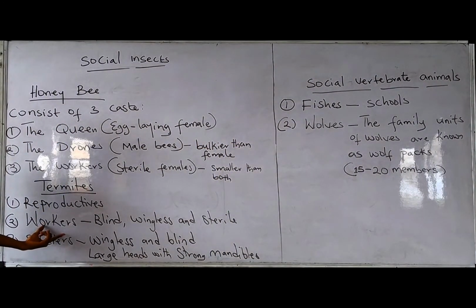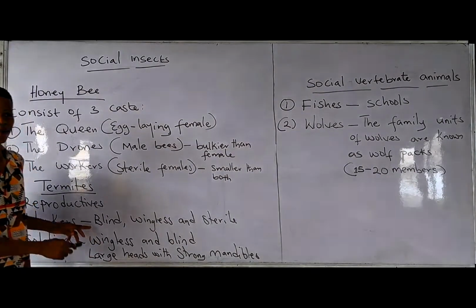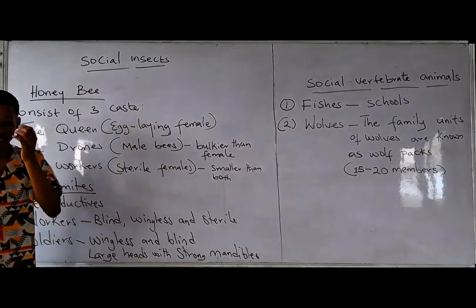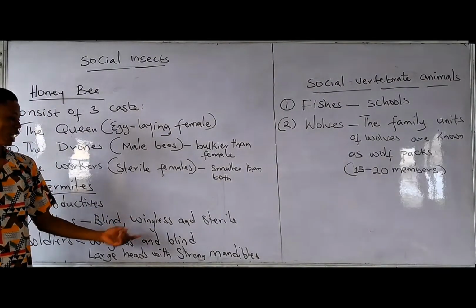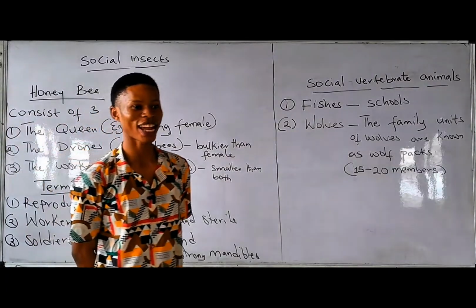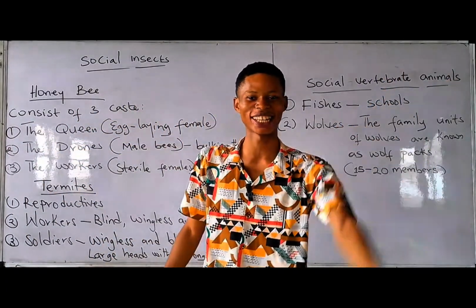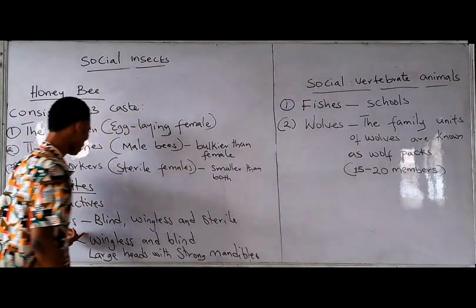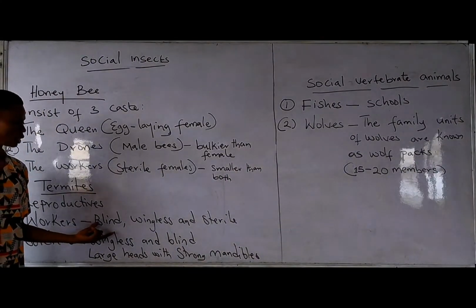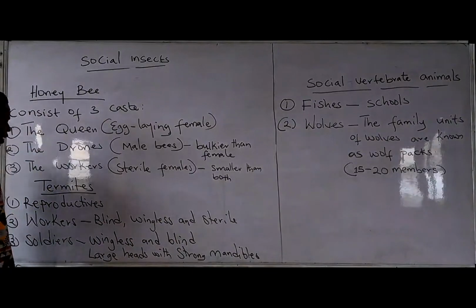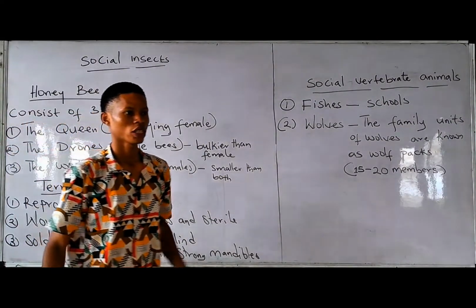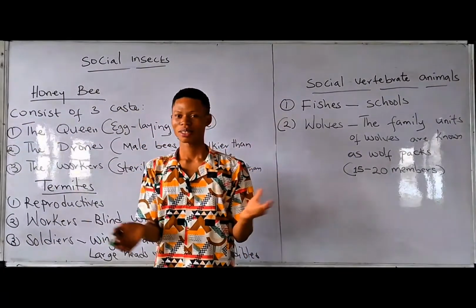The next is the workers. The workers here, we said they are blind. They are not seeing. They are wingless. They cannot fly. And they are sterile. They are not fertile. They are barren. So the workers in the termite caste system are blind, wingless, and what? And sterile. And we said their function is to do what? They can construct the nest.